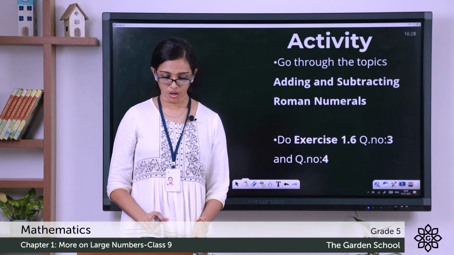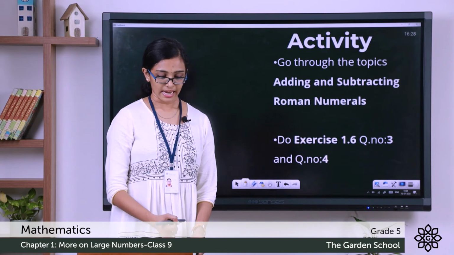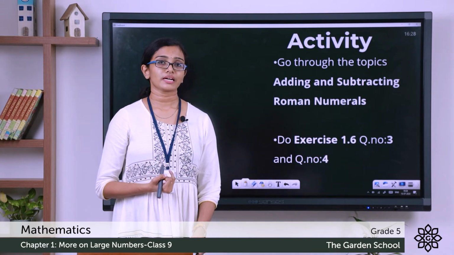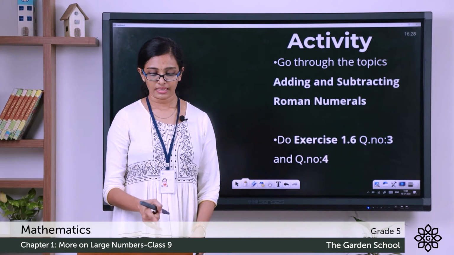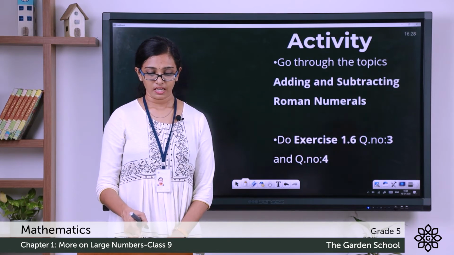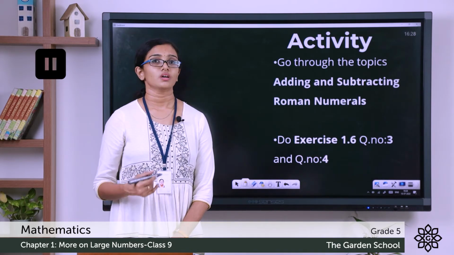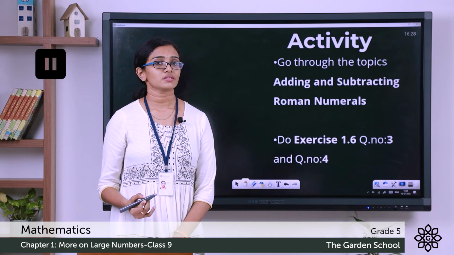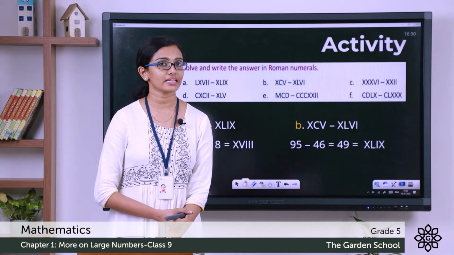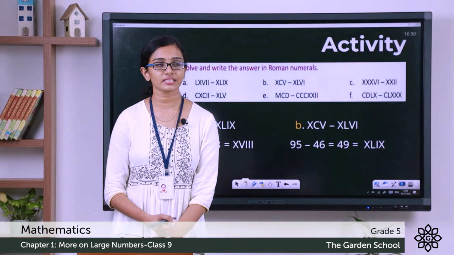Now, all of you please go through the topics adding Roman numerals and subtracting Roman numerals in your textbook. Then you have to do question number 3 and 4 from exercise 1.6 in your textbook. You can pause the video, finish the activity and come back. Now let's see the answers. Let's see the first set of questions.